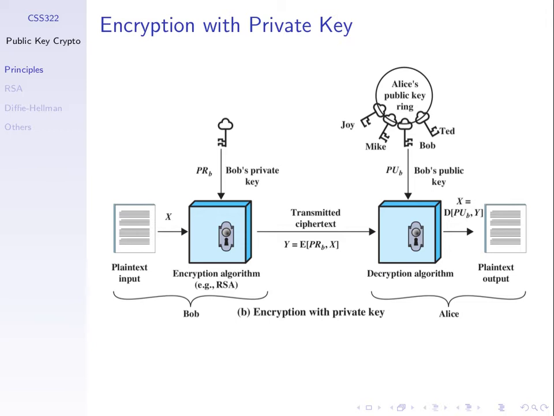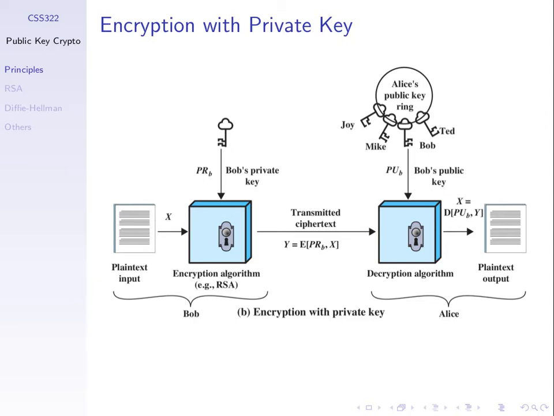Now, can I pretend to be Bob and send a message to Alice? What do I do? I want to pretend to be Bob, perform a masquerade attack, and send a message to Alice so Alice thinks it came from Bob. You need the private key. I would need the private key of Bob. By definition, I don't have that because that's secret. It's private just to Bob.